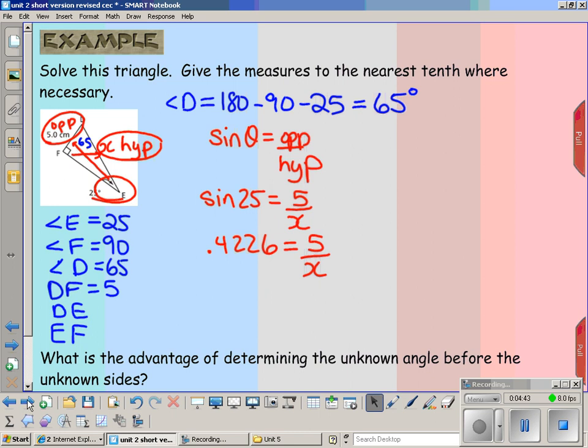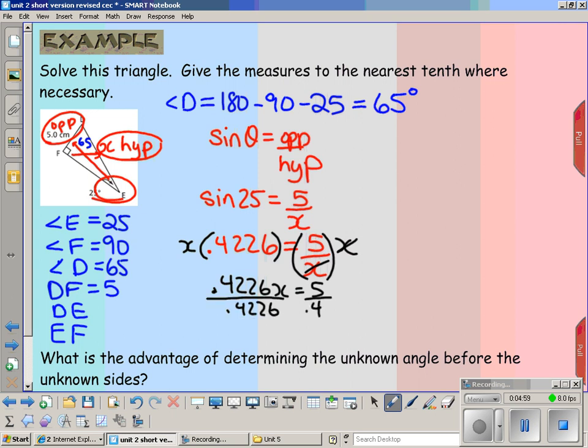Now let's solve for x. We multiply both sides by the denominator. The x's will cancel out. We'll have 0.4226x equals 5. Divide by 0.4226, and we get x is 11.8, going to the nearest tenth. So what we just found was side DE. It's 11.8.